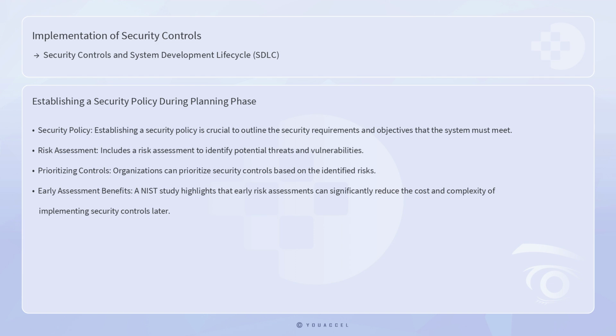During the planning phase, establishing a security policy is crucial. This policy outlines the security requirements and objectives that the system must meet. It also includes a risk assessment to identify potential threats and vulnerabilities. By conducting a thorough risk assessment at this stage, organizations can prioritize security controls based on the identified risks. For example, a study by NIST highlights that incorporating risk assessments early in the SDLC can significantly reduce the cost and complexity of implementing security controls later in the process.